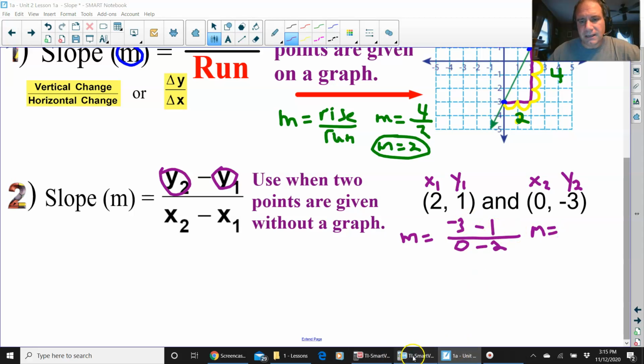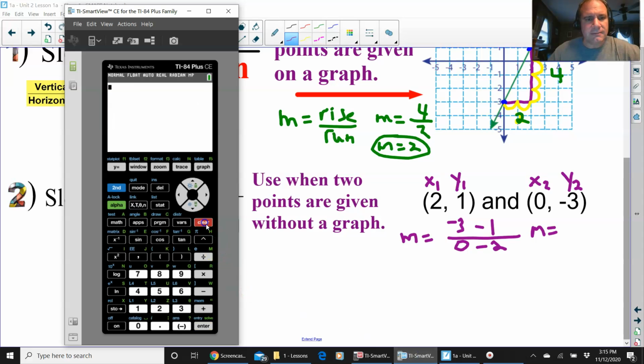-3, and by the way, I'm going to take the calculator, I'm going to press alpha x, and I have my fraction symbol there. -3 minus 1 over 0 minus 2. And then press enter, and that is 2. Make sure you have your calculator.